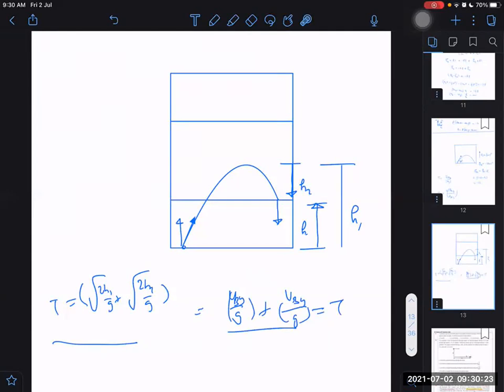But wait, can I get this here? No. Why? Because in order to obtain it, I should know this height. In order to obtain height, I should know after what time it strikes. But time is only what they are asking to find. Means things are more complicated if we do it that way. Things are slightly more complicated.